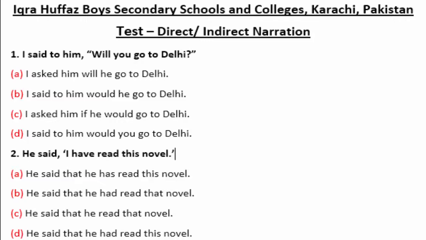You will write the question: I said to him, comma, inverted commas, will you go to Delhi, question mark, inverted commas close. And then instead of writing these 4 options, directly write down the answer, whether it is A, B, C or D. Sentence number 2: He says, I have read this novel. There are 4 options given. You may choose any option and write it down in your register.